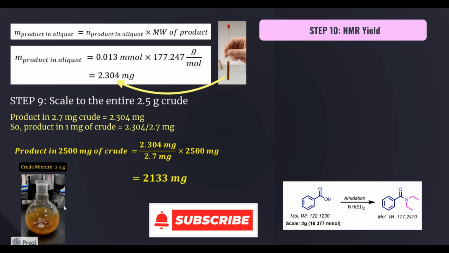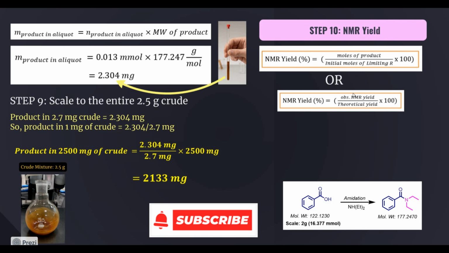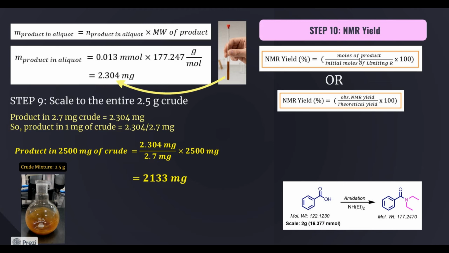Now we are going to calculate the NMR yield using any one of the formulas. Here you are using the moles of the product and moles of the limiting reagent, and in this case you are using the observed NMR yield and theoretical yield in gram. So I am going to use this equation. In the previous video I used the other equation, so in this video I am going to use this one because I have the value in milligram.